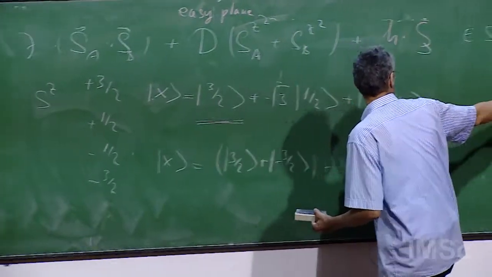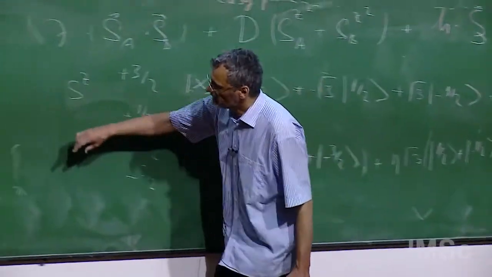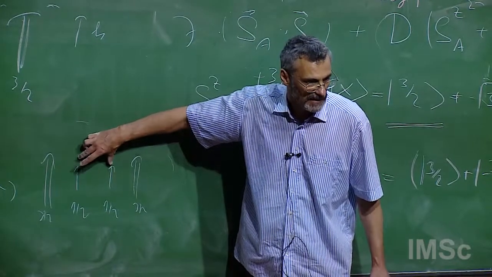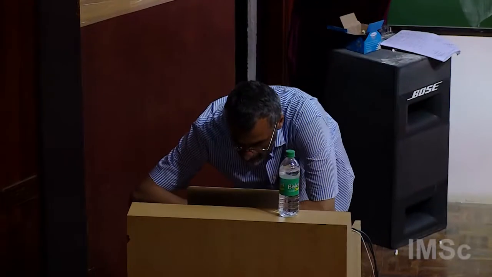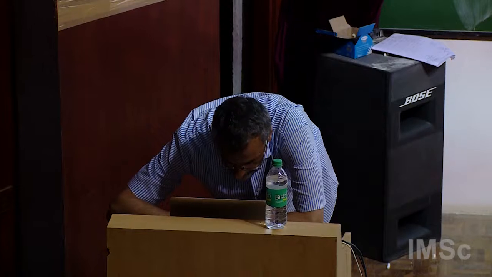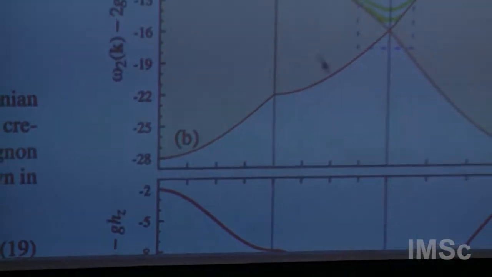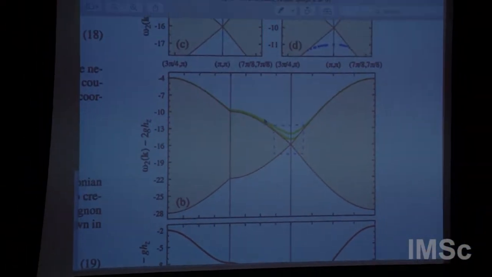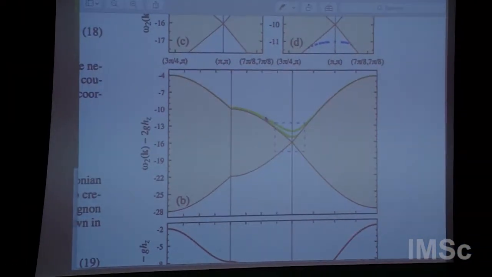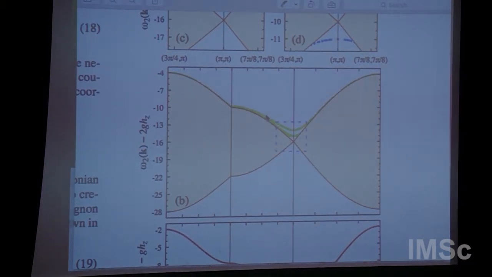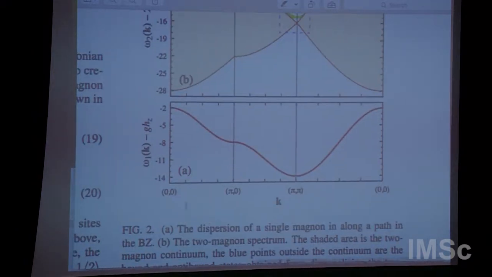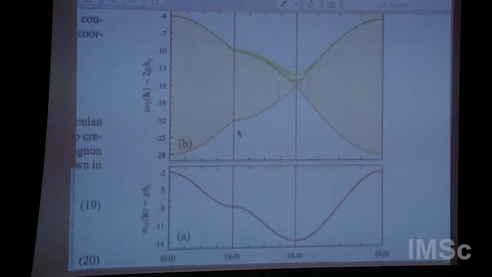So this is a cosine band. So what is the dispersion relation of two magnons? I will show you in this picture here. So what you see here is the excitation of this problem here. On the horizontal axis is again the momentum, exactly the same path in the Brillouin zone.